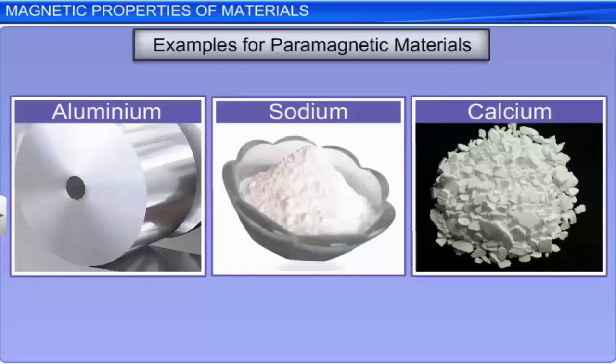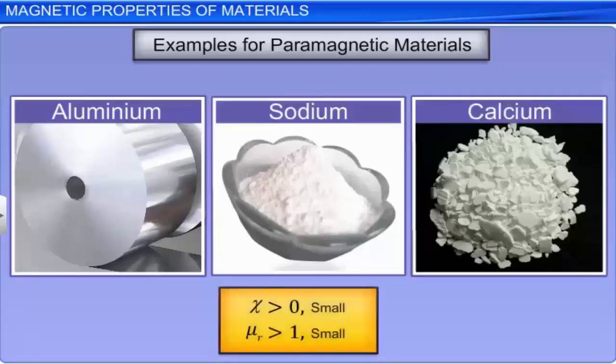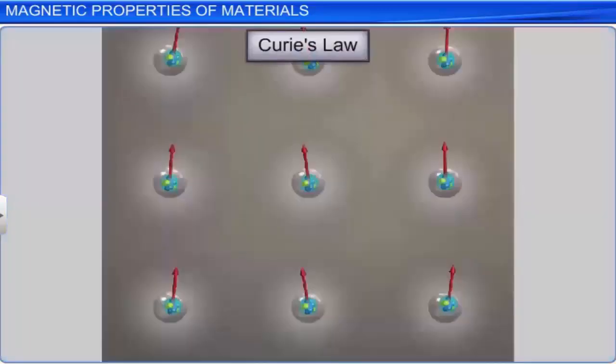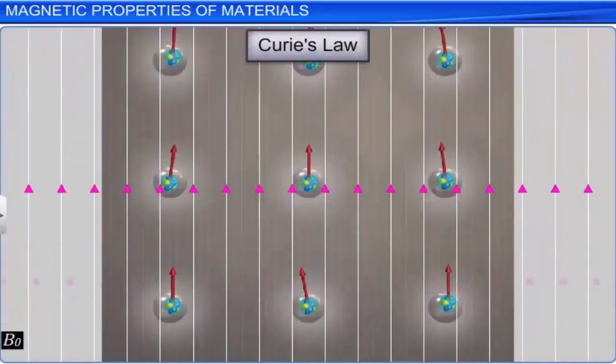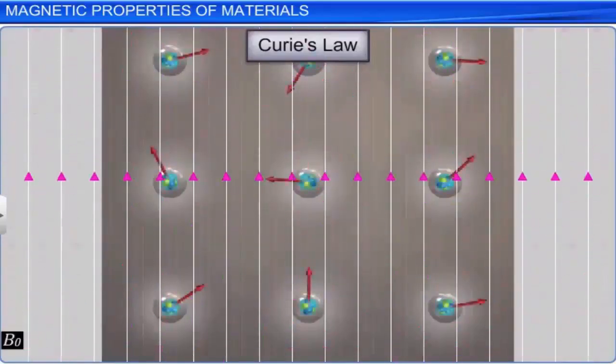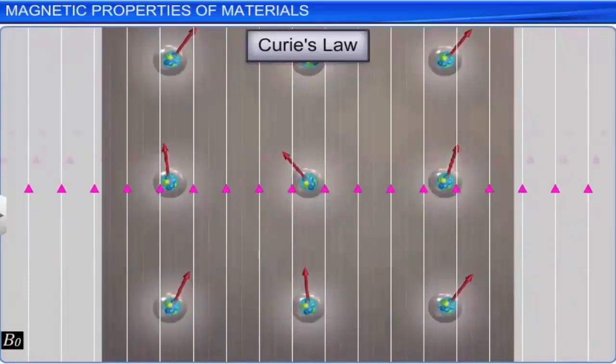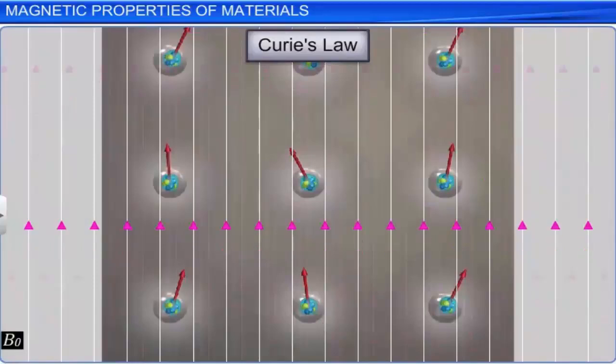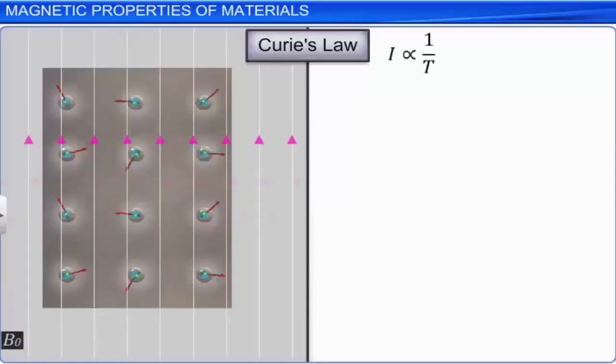Magnetic susceptibility of paramagnetic materials is small and positive. Relative magnetic permeability of these materials is slightly greater than 1. A paramagnetic material placed in an external magnetic field gets weakly magnetized. The magnetization of the paramagnetic material is inversely proportional to its absolute temperature. That is, I is inversely proportional to T.